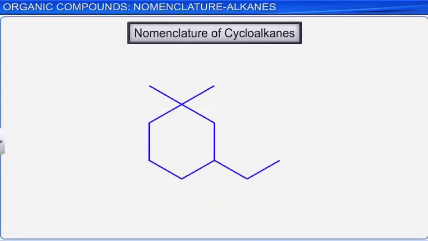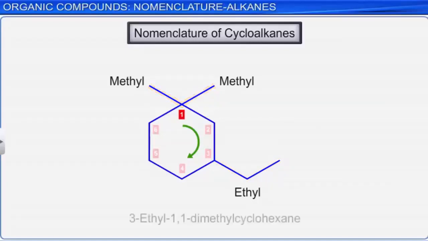This cyclic compound consists of 6 carbon atoms in a ring. Hence it is cyclohexane. The compound is numbered from right to left. The ethyl group is attached to the 3rd position of the cyclohexane, and 2 methyl groups are attached at position 1. Hence, the name of the compound would be 3-ethyl-1,1-dimethylcyclohexane.